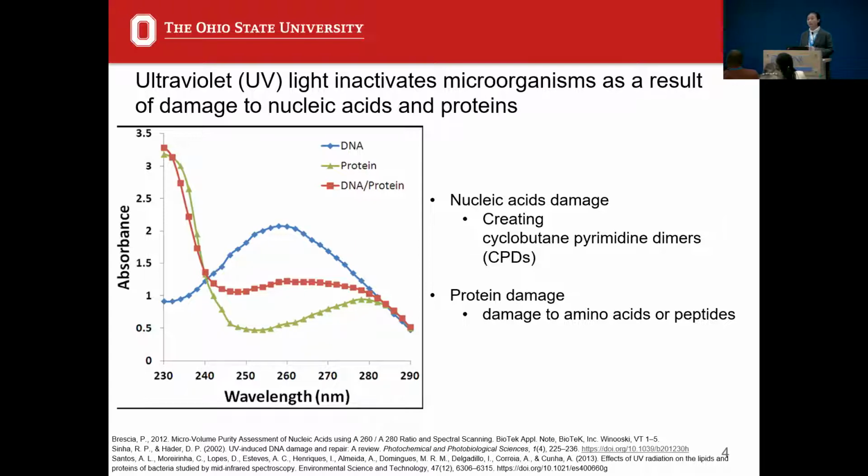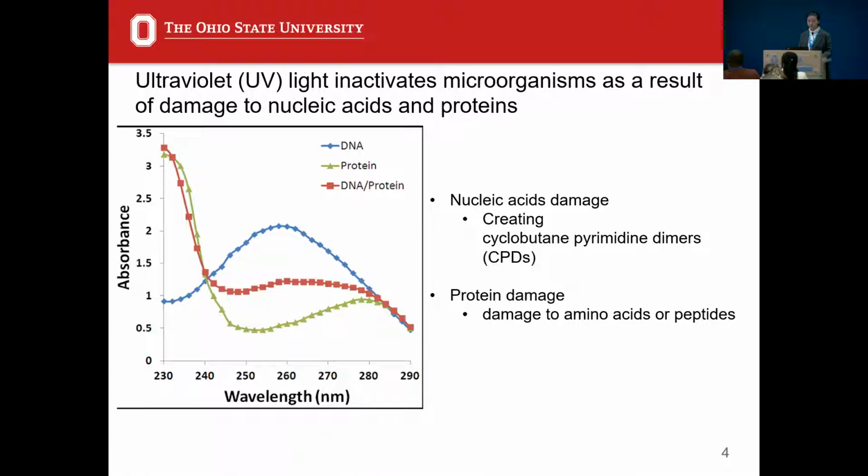Since in real conditions you cannot treat only the DNA, we are thinking about exploring the lower wavelengths on bacteria, because bacteria have proteins and DNA together. DNA damage is created by the formation of cyclobutane pyrimidine dimers, and protein damage is caused by damage to amino acids and peptides.